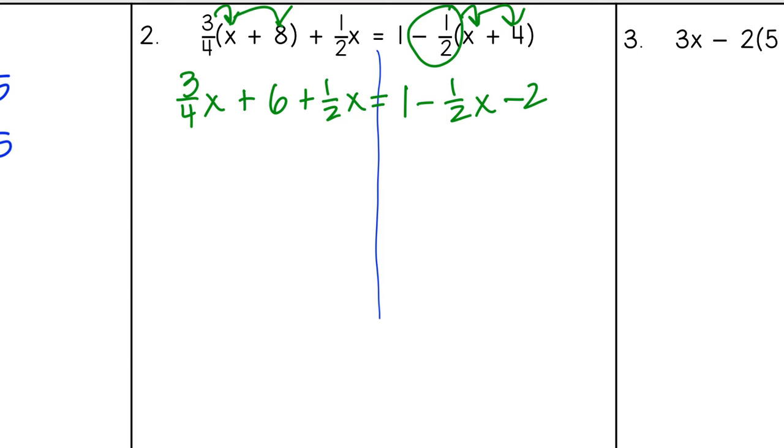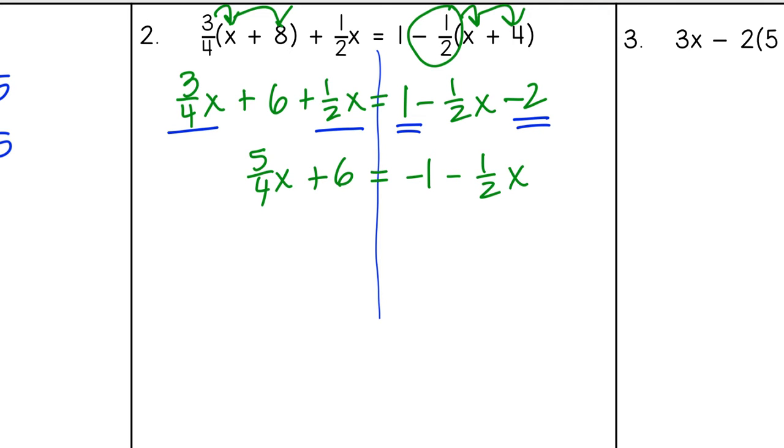Now we check to see if we can combine anything on the left. On the left side, I have 2 terms that both have x's: 3 over 4 plus 1/2. We need a common denominator, so you can think of that 1/2 as 2/4. Altogether, that would make 5 over 4 x. Bring down our 6 is equal to. Then on the right side, I have 2 constants that we can put together. 1 minus 2 would give me negative 1, and then we'll bring down that minus 1/2 x.